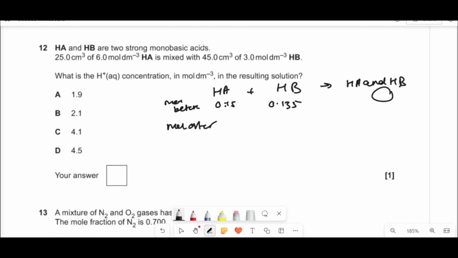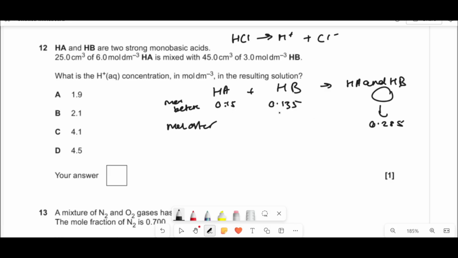If you have a strong monobasic acid, for example HCl, it dissociates into H+ and Cl-, but because it's strong, it's so far to the right. The concentration of H+ is essentially the same as the acid. However, we can't just jump to that because we've got differing amounts of these. So the moles after of these two are just going to mix together, so you get those two added together. 0.15 plus 0.135 is how much you have left, 0.285.